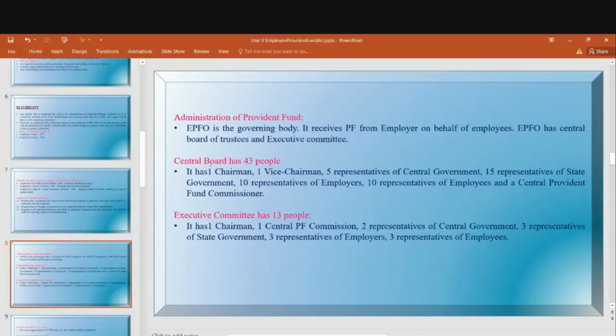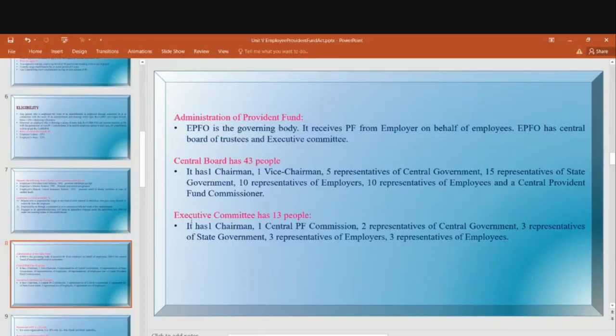And EPFO has a Central Board of Trustees and an Executive Committee. So it has two different layers. One is the Central Board of Trustees to administer the fund, as well as the Executive Committee. Here the Central Board comprises 43 people. It has one chairman, vice chairman, and 5 representatives of central government, 15 representatives of state government, 10 representatives of employers, 10 representatives of employees, and a Central Provident Fund Commissioner.